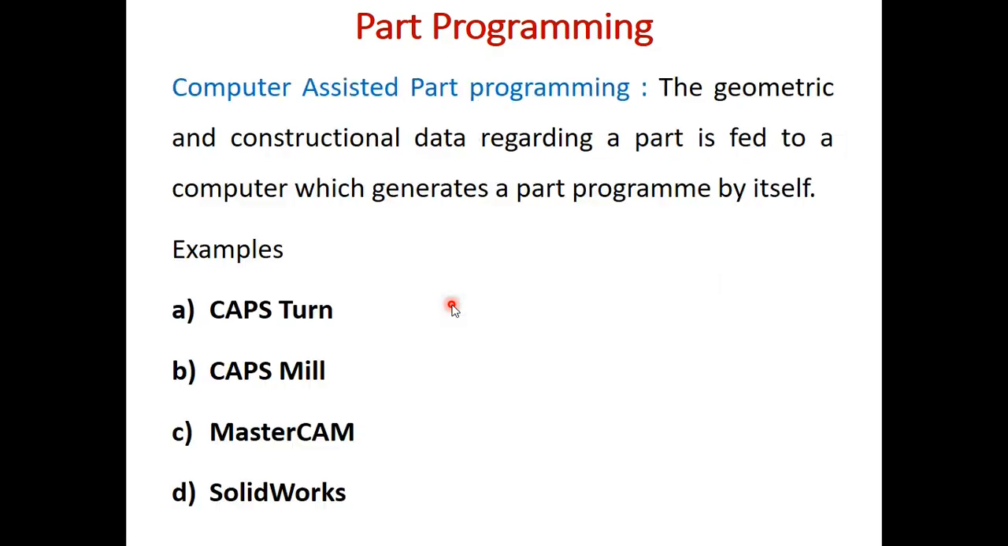Next is computer assisted part programming. Here the CNC program is generated automatically depending upon your CAD model, and with respect to the CAD model you have to give a few more instructions to the CAD modeling software. Currently available and very famous are these two, CAPSturn and CAPSmill. CAPSturn is used for CNC turning machines, and for milling machines or vertical milling machines we use CAPSmill.